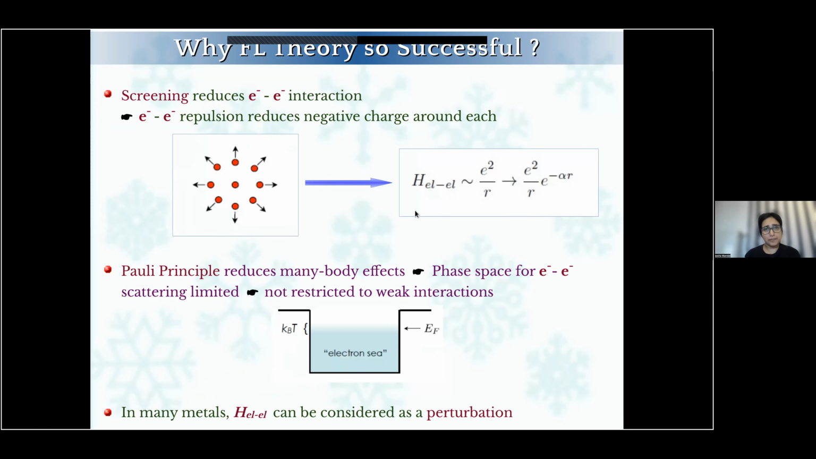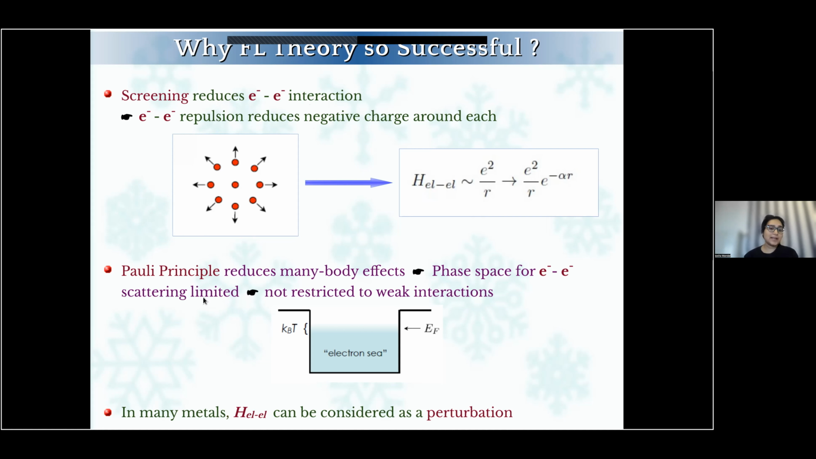Now, what is the intuition behind the fact that Fermi liquid theory is so successful in describing normal metals? First, let us observe the fact that all the electrons are negatively charged. So there is electron-electron repulsion, giving rise to screening. This repulsion reduces the effective negative charge around each electron. So if we have a strong interaction like a Coulomb interaction, which is also long-ranged, due to the screening it acquires an exponentially decaying part, which makes it tractable.